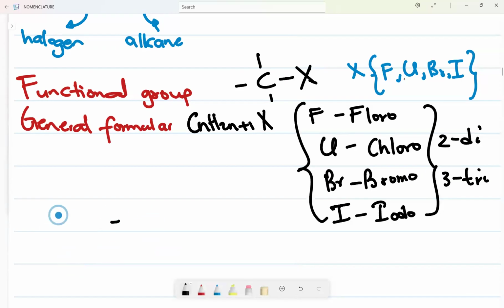Then now let's move on to examples, or the prefix.